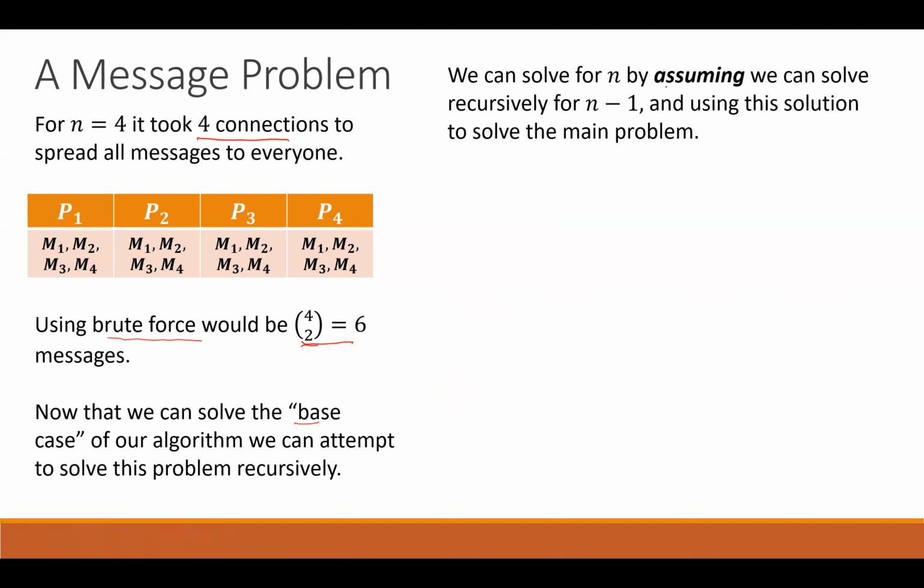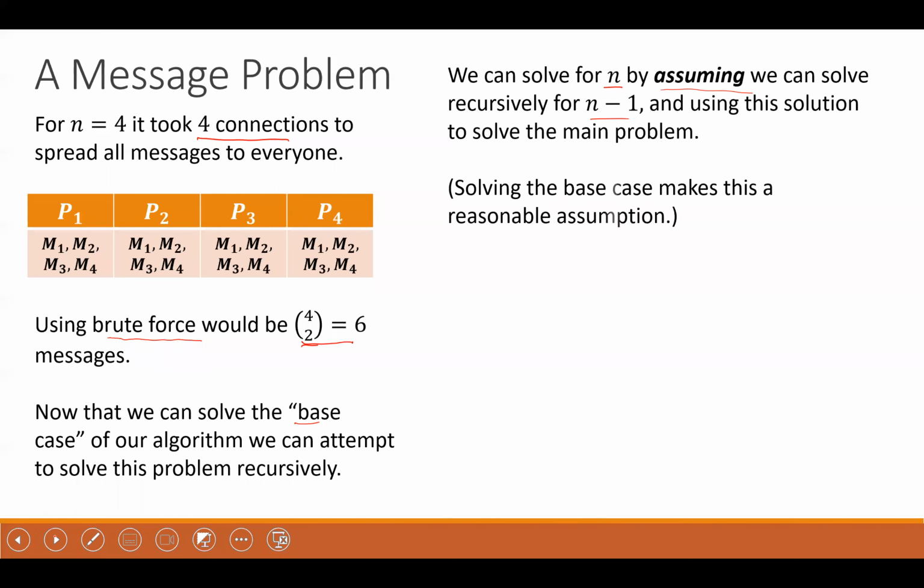So we're going to solve for n people by assuming that we can solve it recursively for n minus 1 people, and then use that in the main one. And this is, again, similar to induction. It's our inductive hypothesis in some sense. And it's reasonable because I have a base case, so I have a spot where, sort of, the buck stops here, I guess.